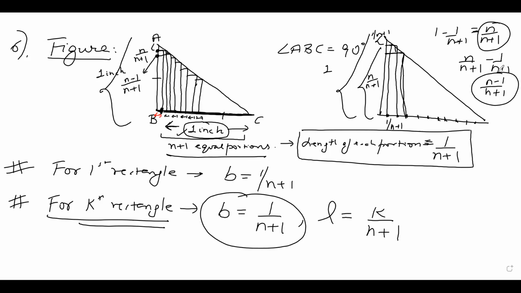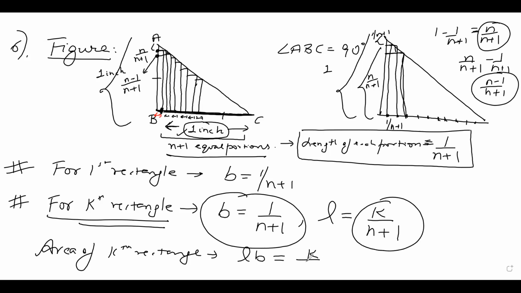Okay. So now what is the area? Area of the kth rectangle is nothing but length into breadth. Length is k upon n plus 1. And the breadth is 1 upon n plus 1. So length into breadth gives me my answer as k upon n plus 1 square. This is the area of the kth rectangle.